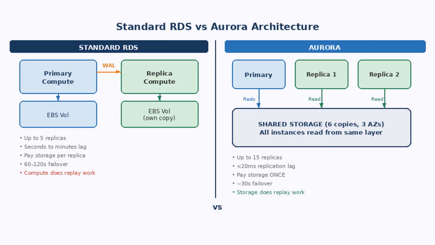Standard RDS, where each instance has its own Amazon EBS, Elastic Block Store, essentially a virtual hard drive attached to the instance, and WAL is shipped between replicas, gives you position 2 with seconds of lag. Aurora does something architecturally radical to make position 2 much better.